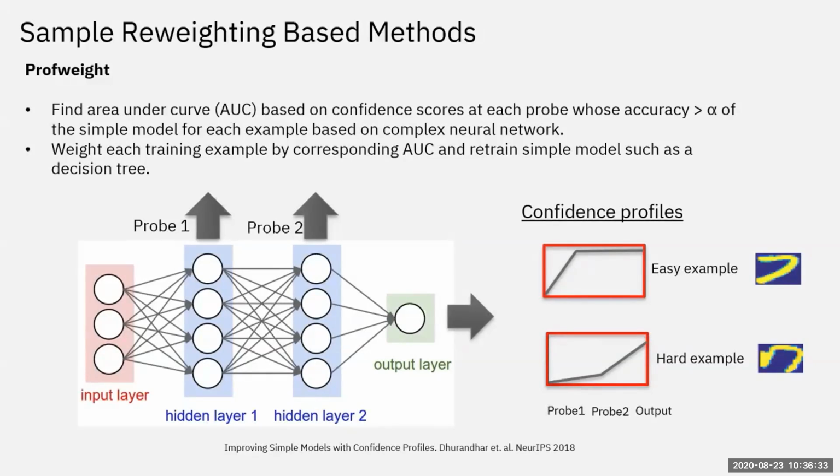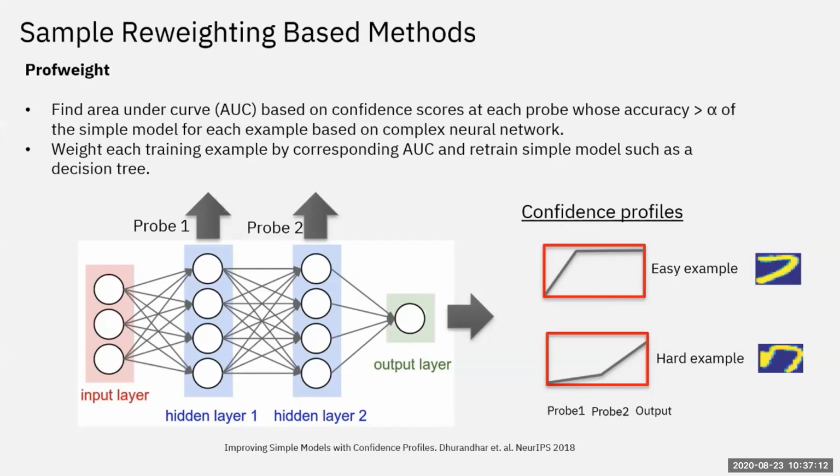And so what you see on the right is the general kind of behavior that you would observe, that if it's an easy example that's easy to classify, in this case a 7, you would see a profile like you see on the top right hand side, where at probe 1, it might be a little difficult for it to classify it correctly, but probe 2 onwards, it's much easier. And so the area under this curve, which is essentially approximated by taking averages of these probe outputs, is basically an indication of how easy or hard that example is to classify.